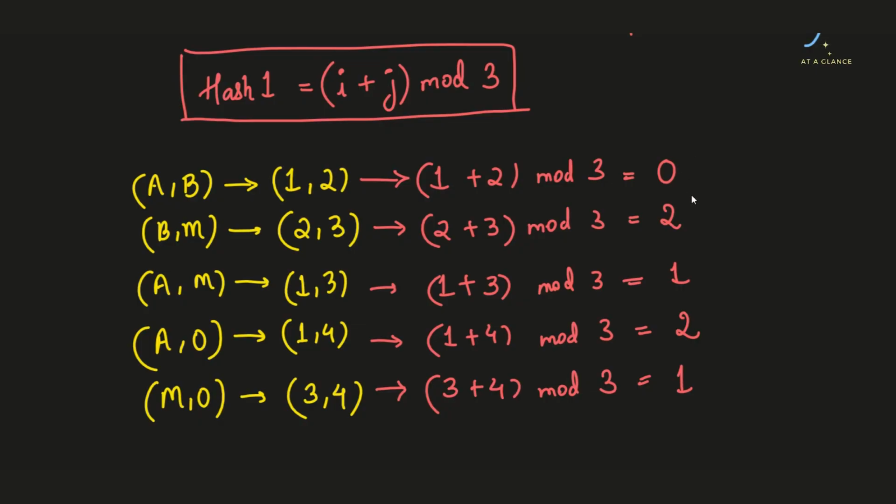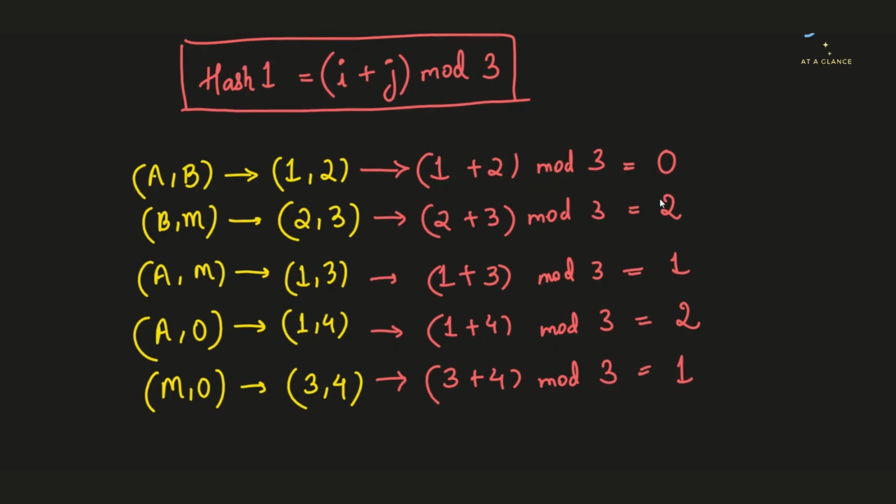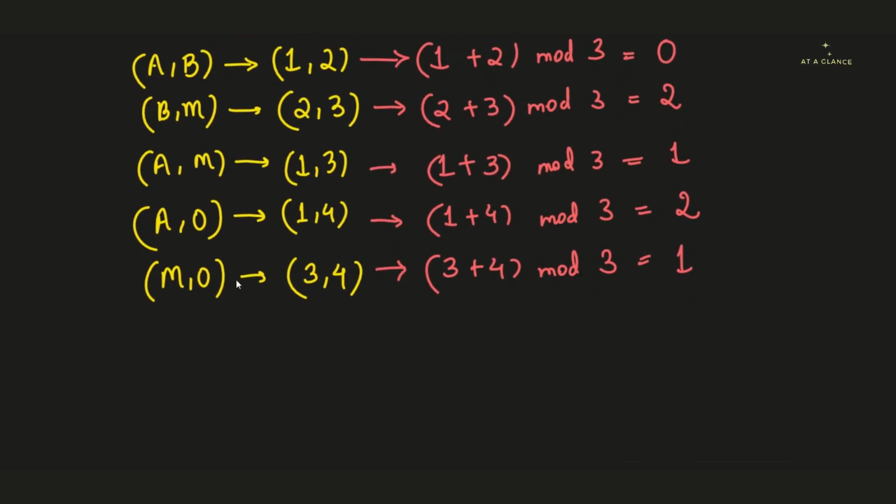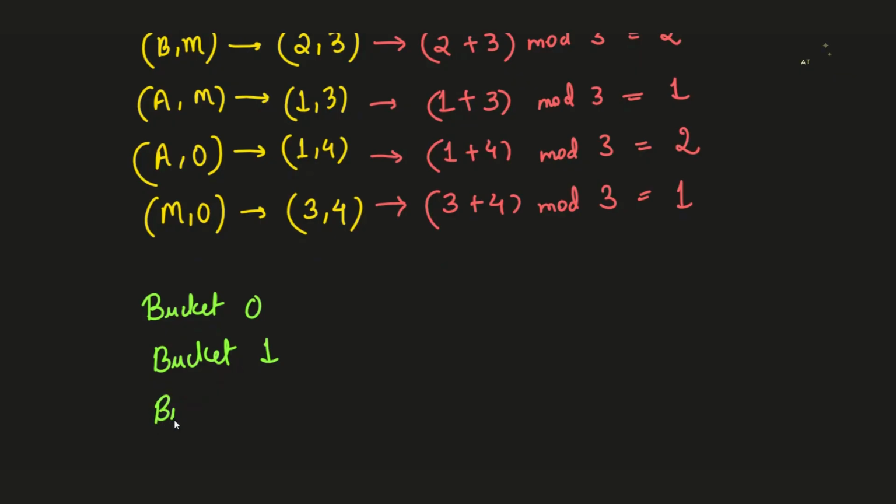Now, what exactly is this hash value? This hash value is nothing but the bucket number in which the item or the pair is going to fall. So, for pair AB, it is going to be a part of bucket 0. For pair BM, it is going to be a part of bucket 2. So, by looking at these 5 hash values, we can say that we have a total of 3 buckets, that is bucket 0, 1 and 2. So let's write it. And here we have bucket 2.